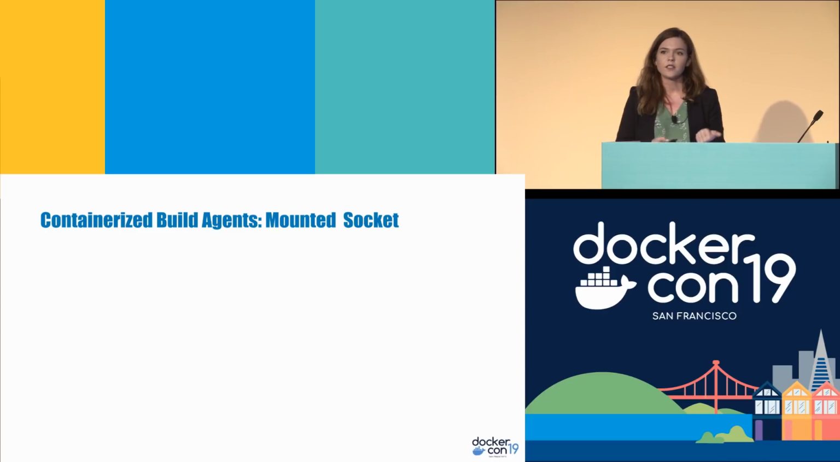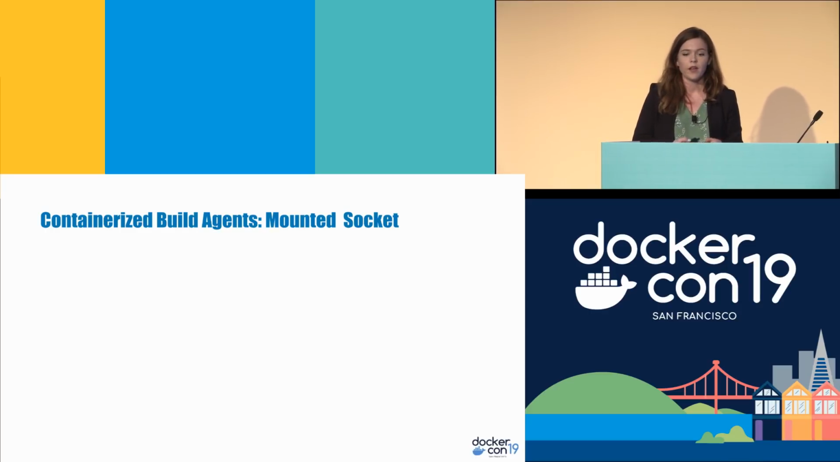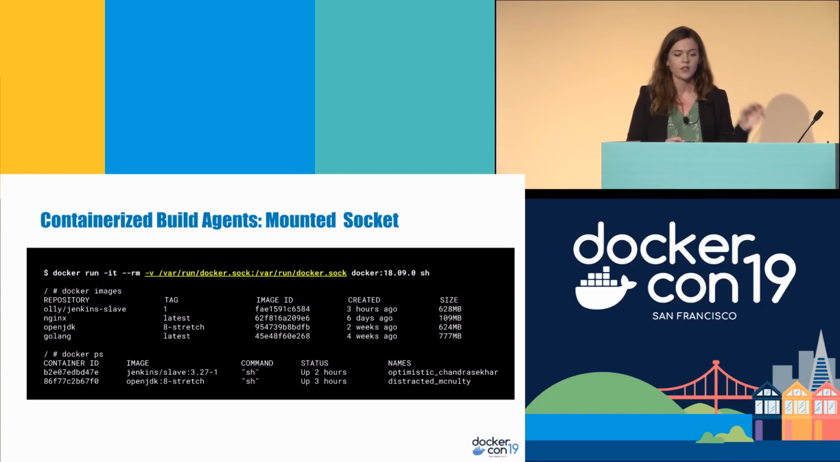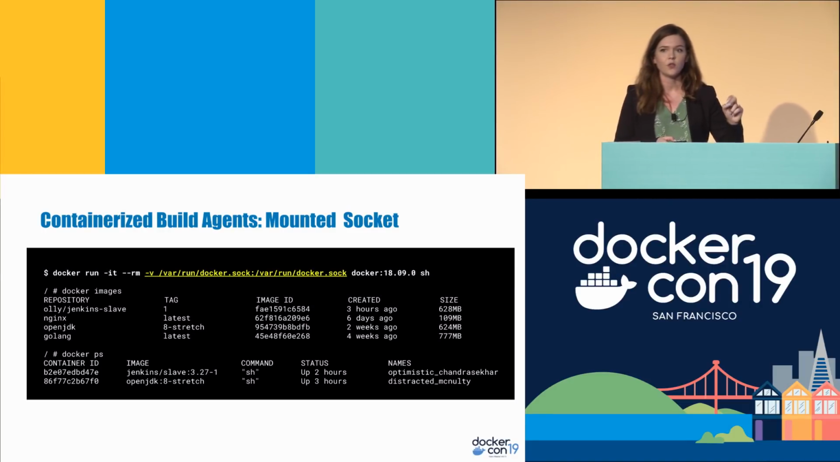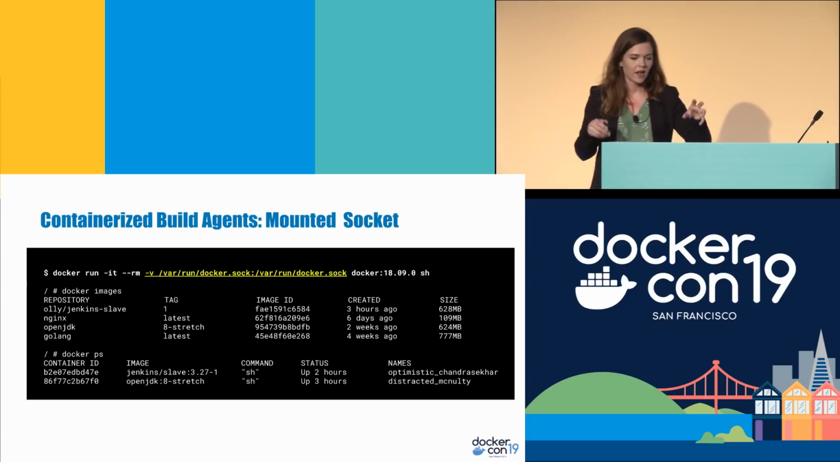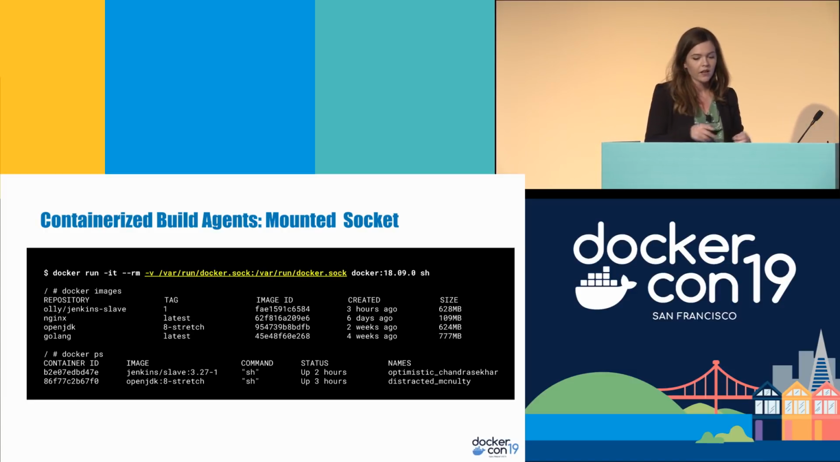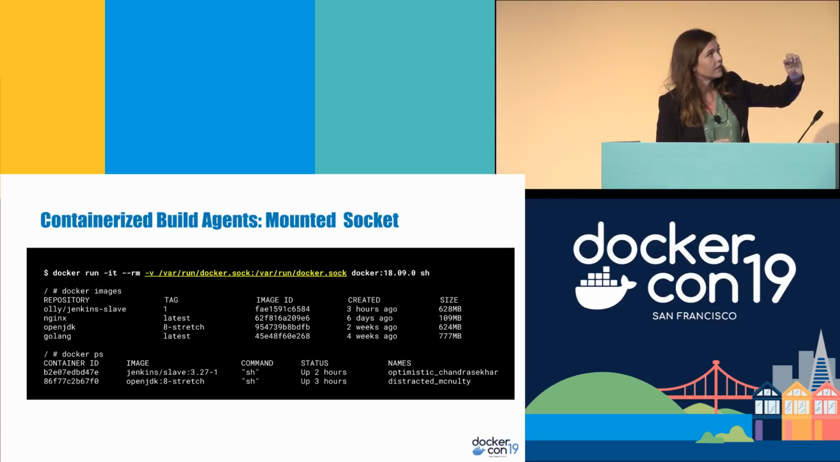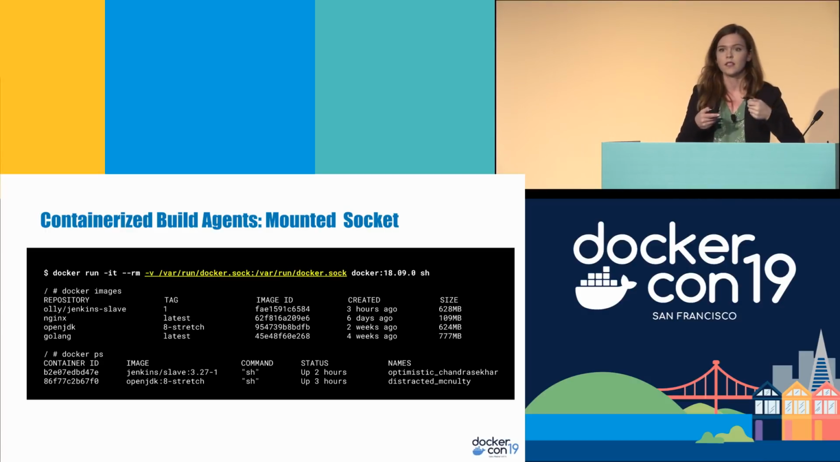The other style of building images in your pipeline is via a mounted socket, and this is specifically for Linux, where I'm going to mount the Docker socket into a build container so that I'm not actually running Docker from inside of a container. I can speak to it, kind of control it from outside, but I have that direct access to the daemon in order to build an image. So here I'm just running a Docker container and mounting the Docker socket from the host into the container and then being able to control it, and that's the way I'm going to build my image.